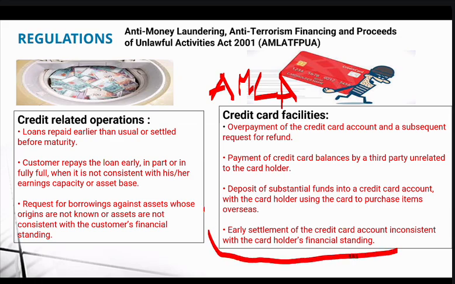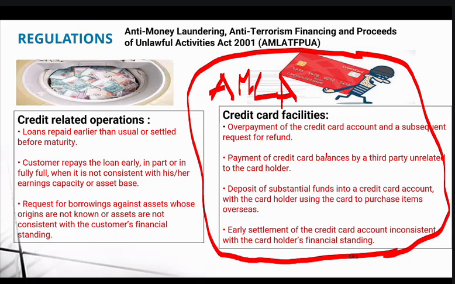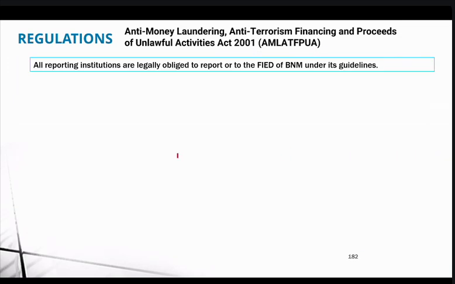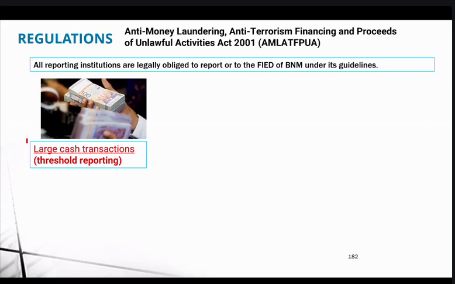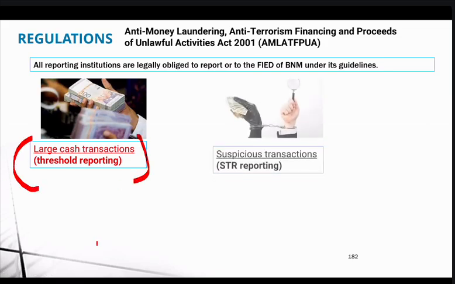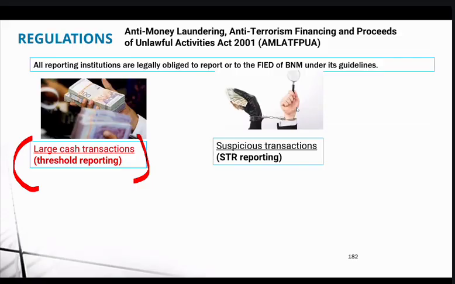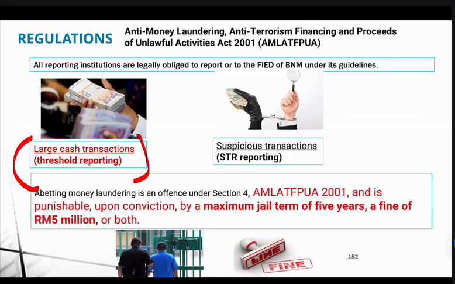This is the exam topic here. Someone said to me last year, hey, this topic came up in the exam. What are the credit card facility warning signs for AMLA? So take note of this for the exam. If it's a large cash transaction, they call it threshold reporting. If it's a suspicious transaction, it's called STR reporting. And the punishment is 5 years, 5 million.